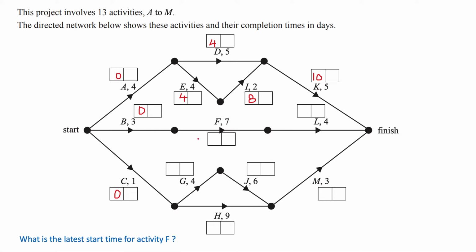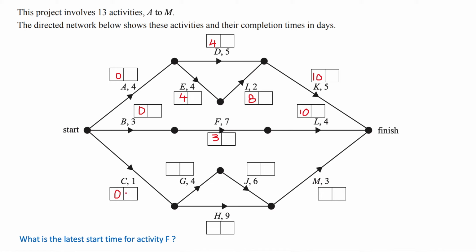Through the middle, we've got activity B, which starts after 0 days. It takes 3 days to do, so that means F can start after 3 days. And F takes 7 days to finish, so that'll be finished after 10 days, which means L can start after 10 days.